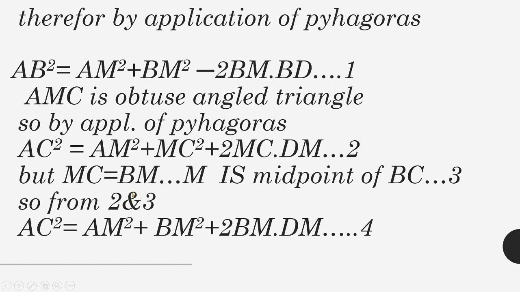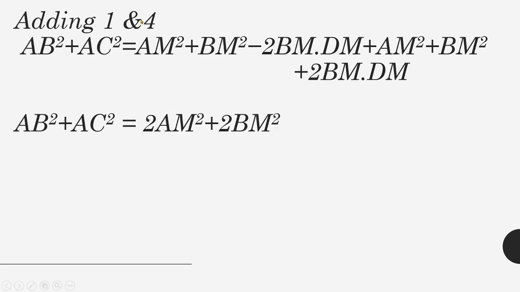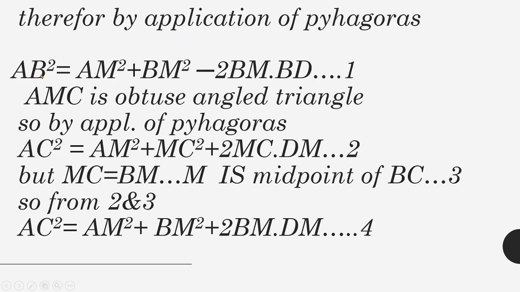In equation 2, replace MC with BM. So AC square is equal to AM square plus BM square plus 2BM into DM. This is your equation 4. So adding the first and fourth. The first equation: AB square is equal to AM square plus BM square minus 2BM into BD. And the fourth equation: AC square is equal to AM square plus BM square plus 2BM into DM, with plus 2BM into DM in the fourth equation and minus 2BM into BD in the first equation.